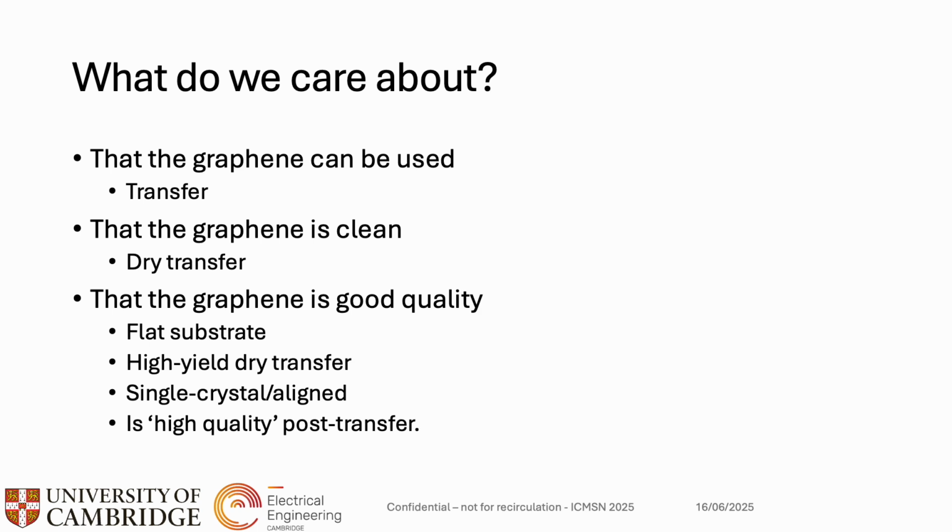We don't care that we can get it from A to B, or that it grows and is very high quality on a particular substrate. We want it to be high quality when we transfer it. So we need it to be grown on a flat substrate, we need the transfer to be quite a high yield, we ideally would like it to be single crystal or epitaxially aligned, and we want some metric for quality post-transfer.